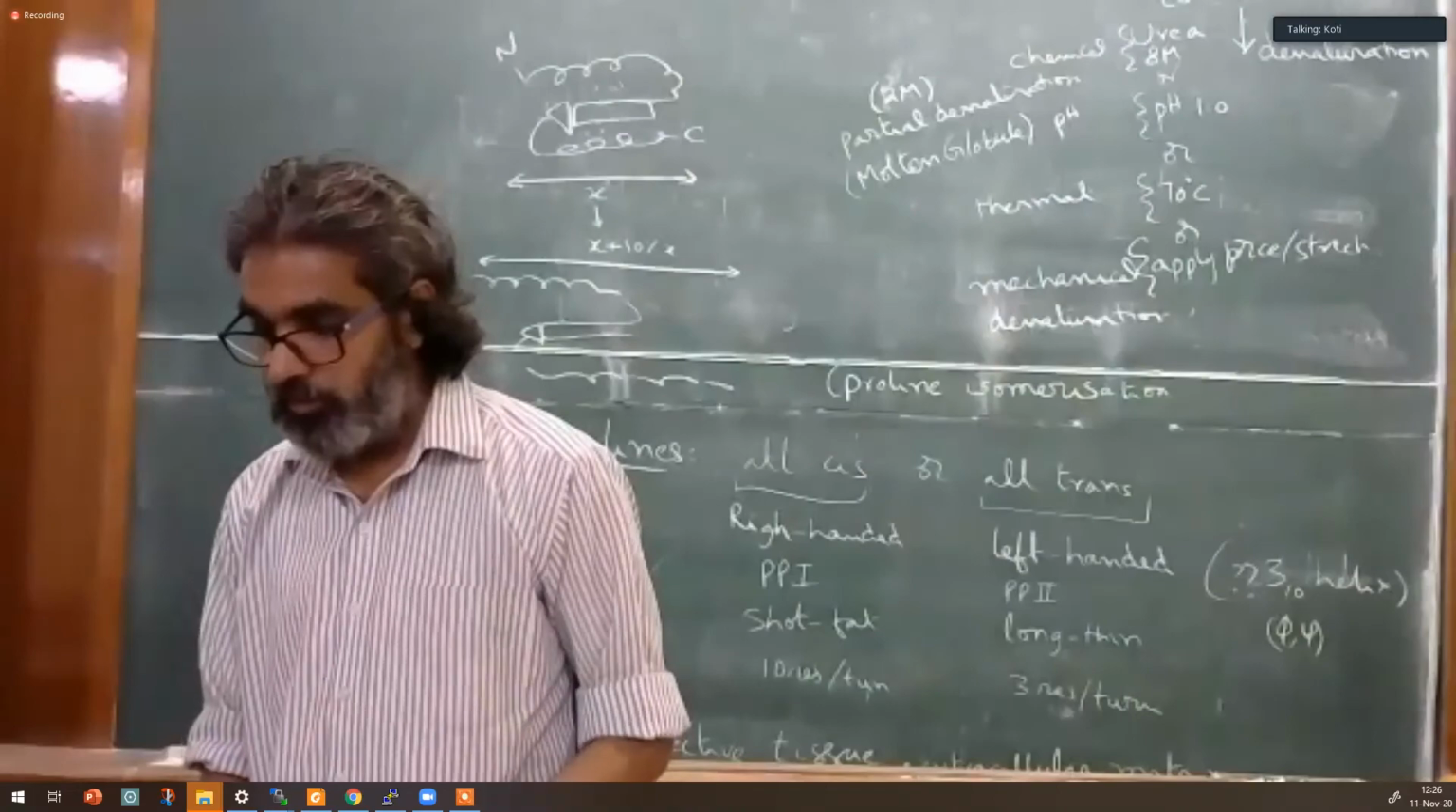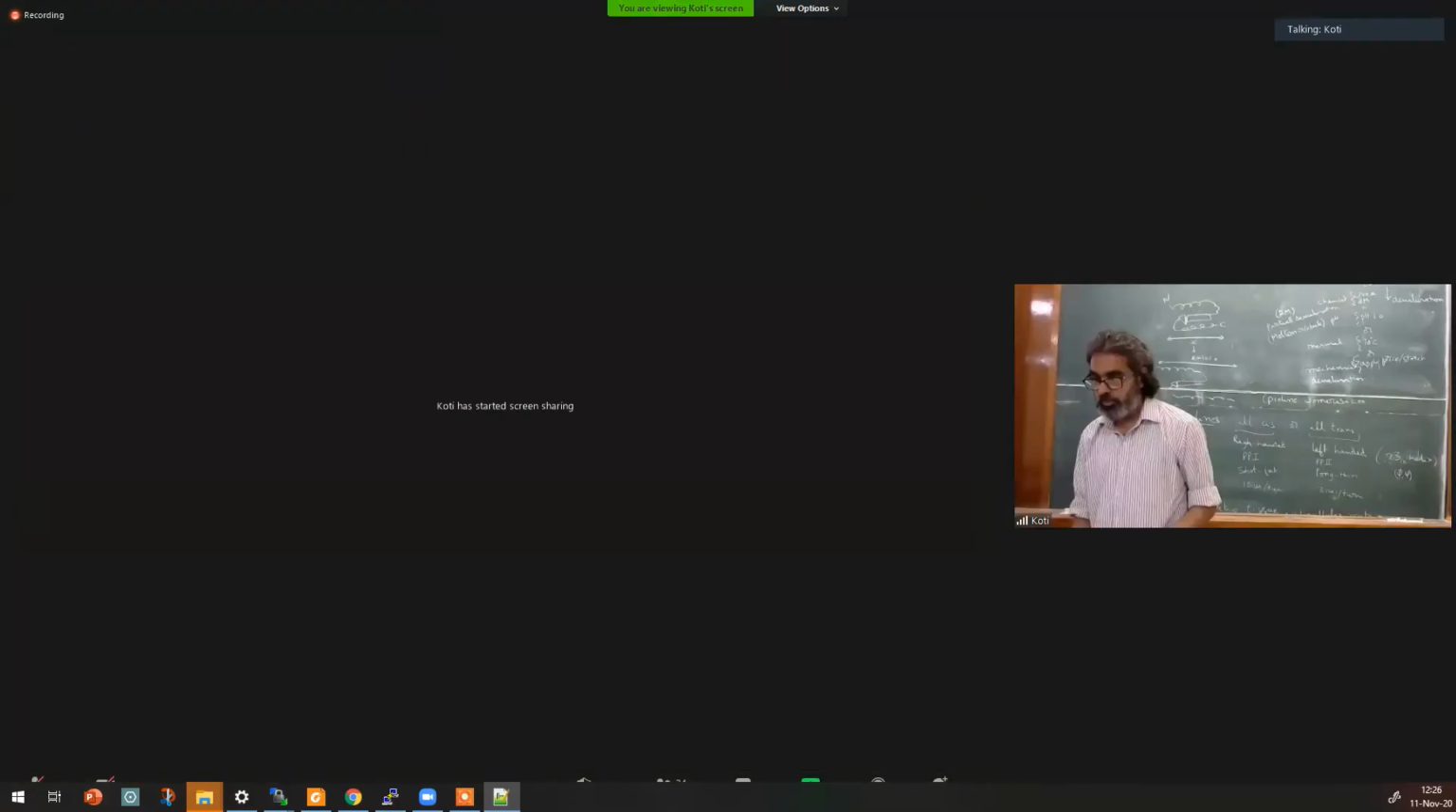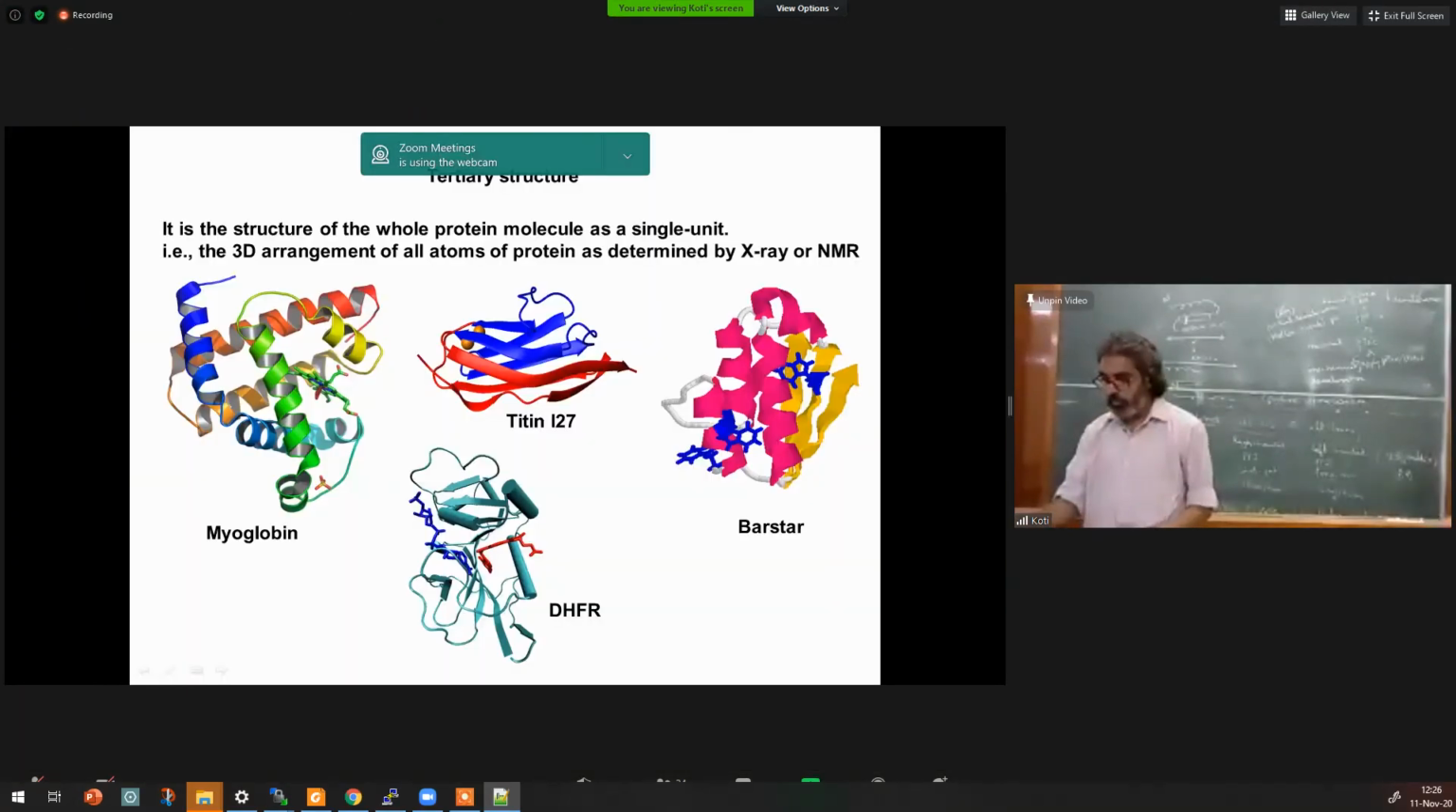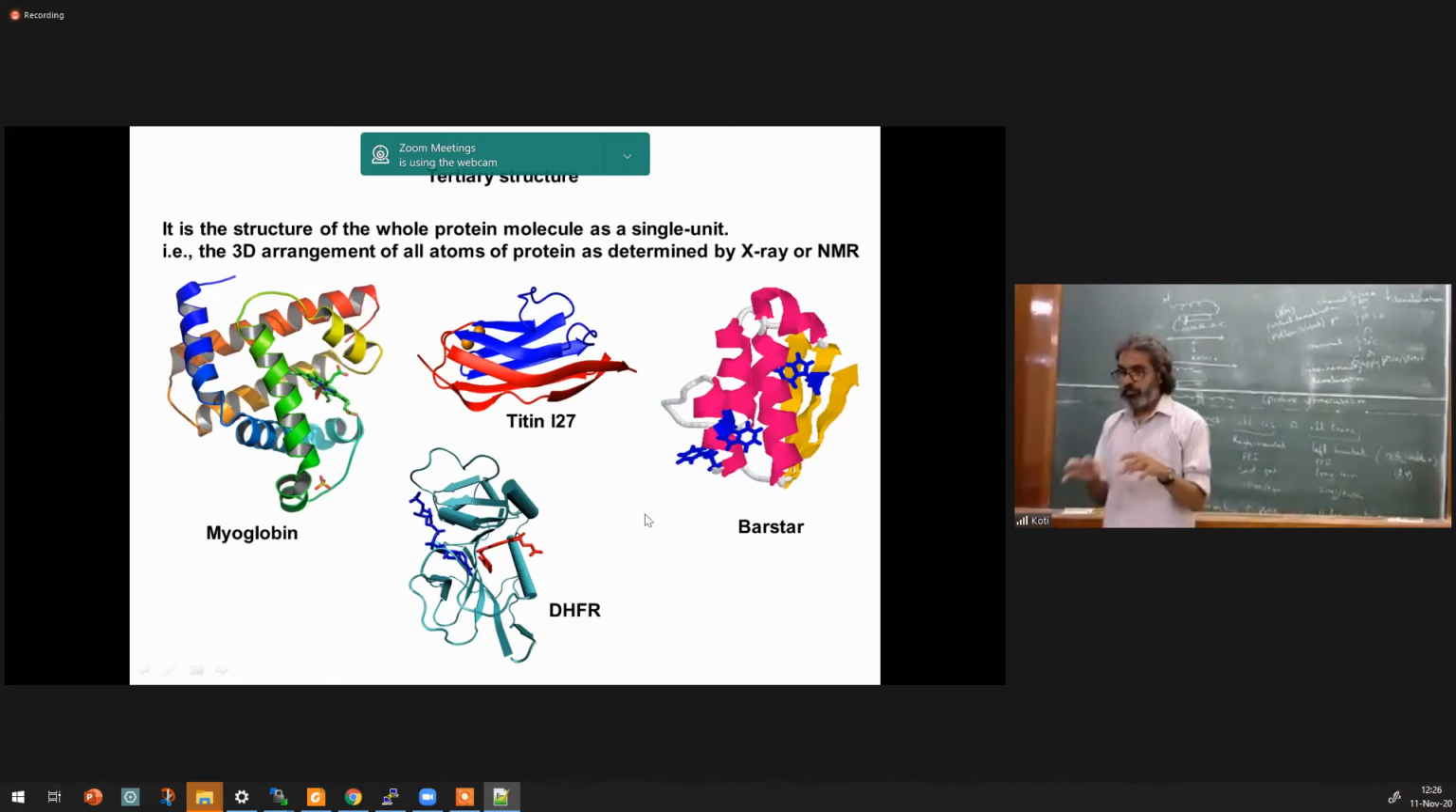Okay, so if I share the picture, in all these cases you can now think that if any of this three-dimensional arrangement is disturbed, then you say partial denaturation or denaturation. Okay, that answers your question, Suman.